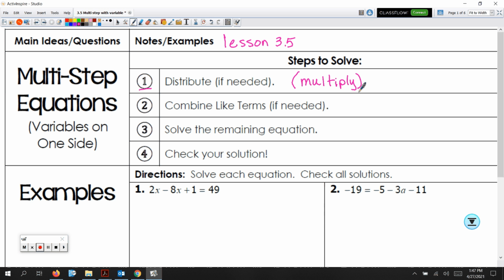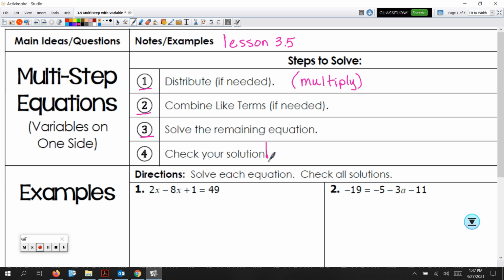Then step 2, we're going to combine like terms. That means left side of the equation we bring things together, right side of the equation we bring things together, and then we can go to step 3. We will solve the remaining equation. Remember, if you want to know that you're doing it right, you want to check your solutions.